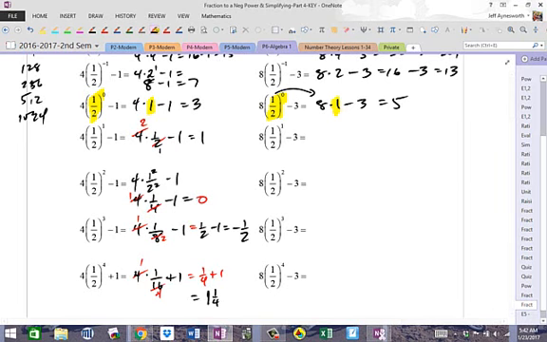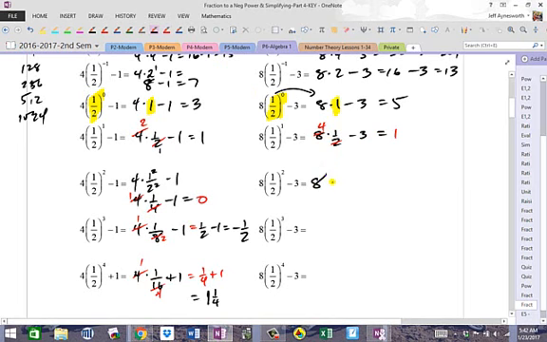Okay, next one, we have 8 times 1/2 minus 3. All right, divide first. 2 into 8 is 4. 4 times 1 is 4, minus 3 is 1. Here, 8 times 1/4 minus 3. Simplify first. 4 into 8 is 2. All right, 2 times 1 is 2, minus 3. 2 minus 3, that's just negative 1.